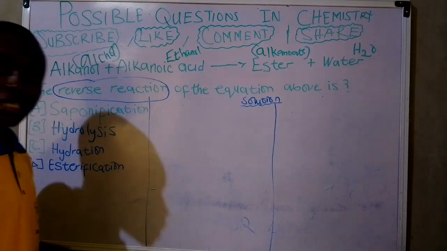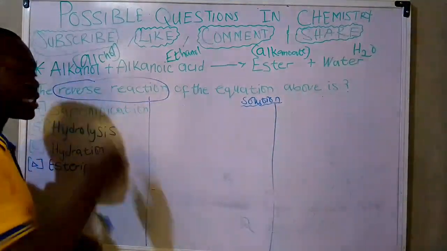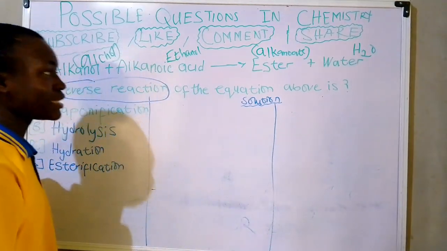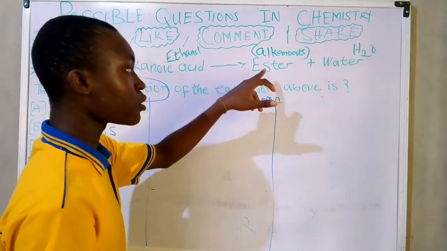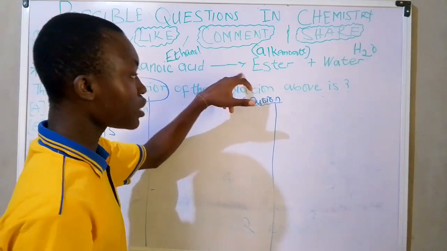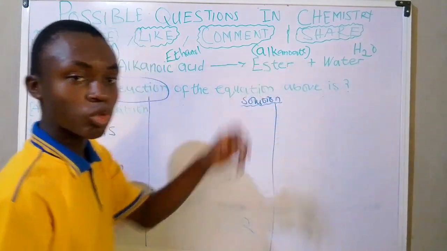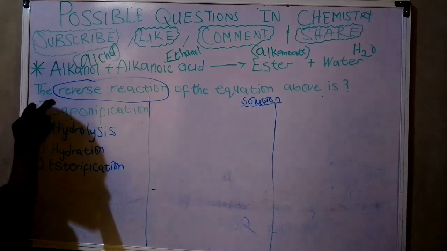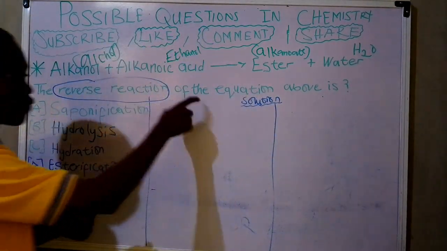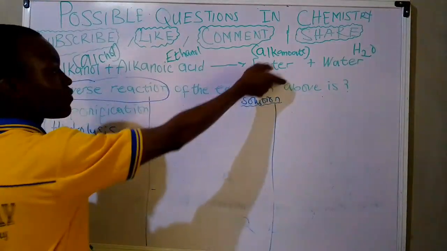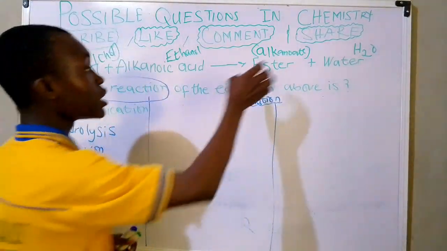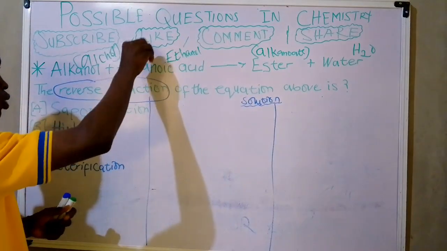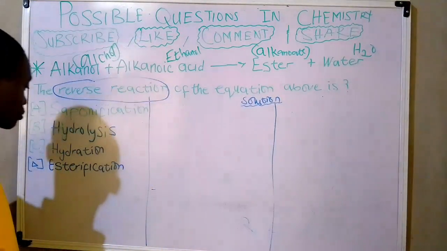Now I'll tell you before that, the reaction between an alkanol and an alkanoic acid, which gives ester and water, is known as an esterification reaction. Now we have to find the reverse reaction of this particular equation. The reverse reaction means the reaction between an ester and water to give an alkanoic acid and an alkanol.